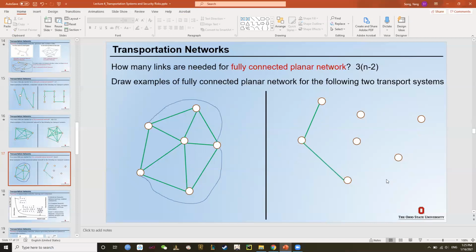Link 1, link 2, link 3, link 4, link 5, link 6.